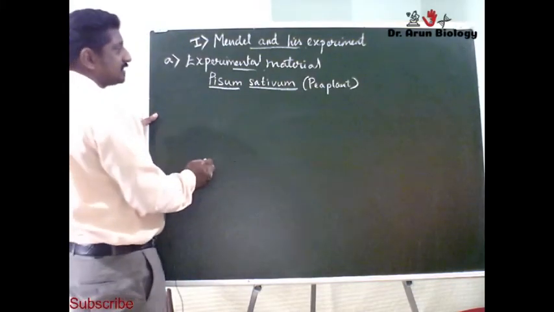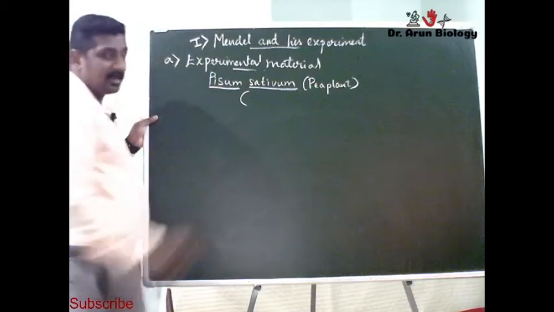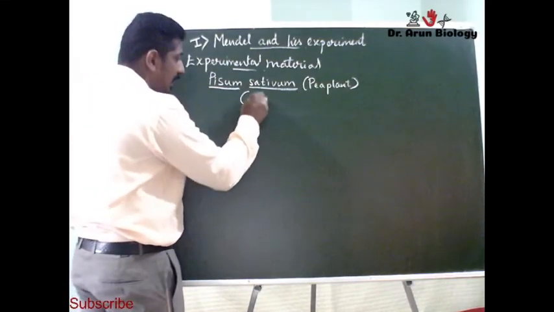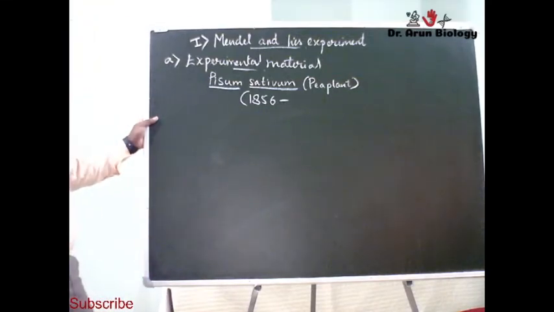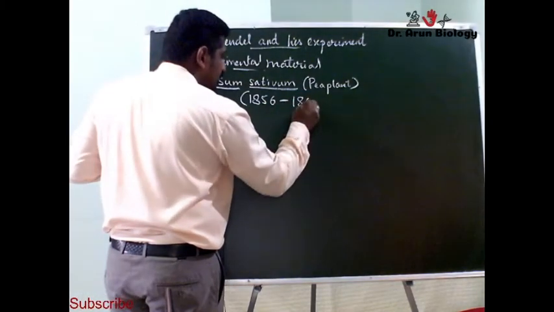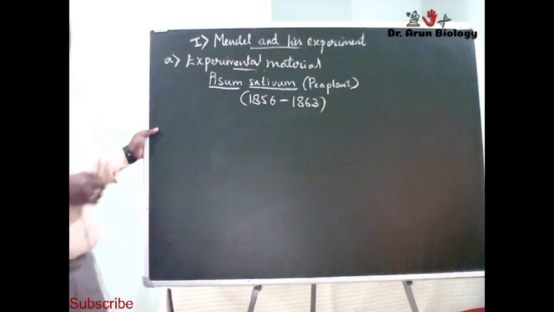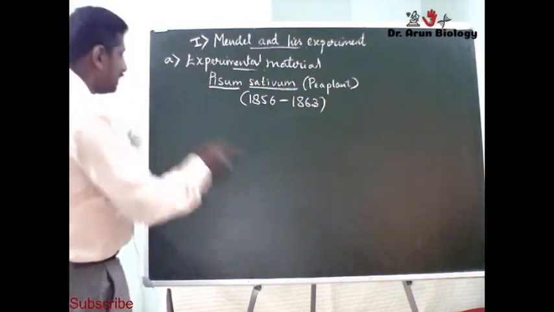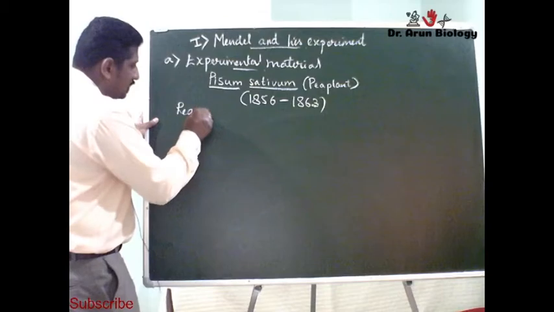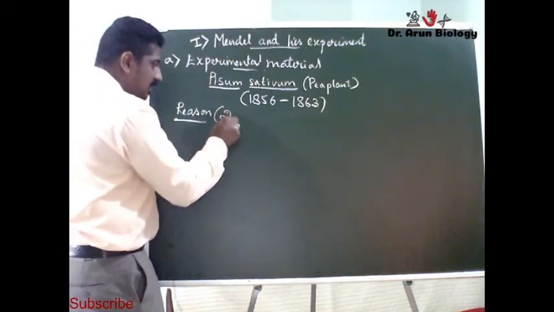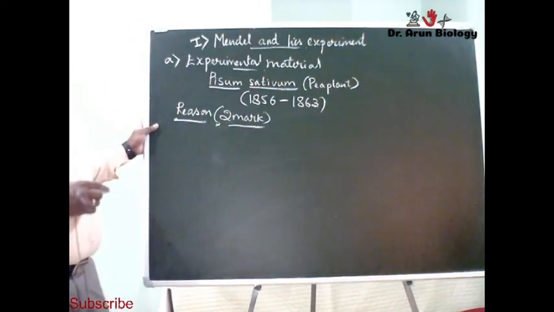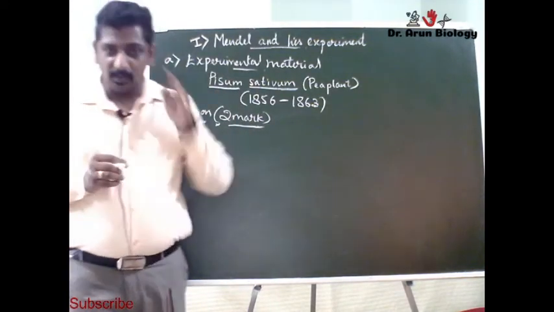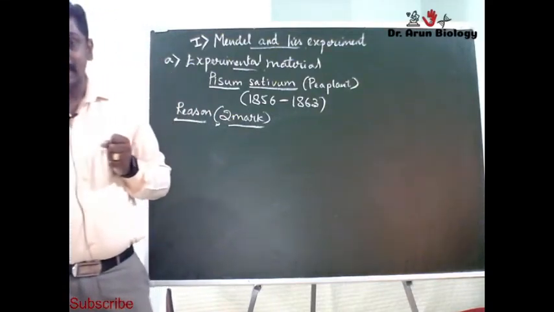How many years did he do his experiment? He worked with this plant for 7 consecutive years from 1856. Even we were not born. It was in the 18th century that the experiment was done. 1856 to 1863, 7 years he worked with this experimental plant. So why did he choose this experimental plant? Reason. Children, be sure that reason is a 2-mark question for your examination. It's a very important 2-mark question for your board exams. So why did he choose this experimental plant?